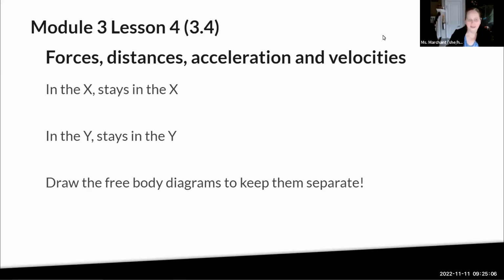Here we go with 3.4. We are going to continue on with those free body diagrams. Draw them carefully because when you write out your equations, make sure the x stays in the x and the y stays in the y.